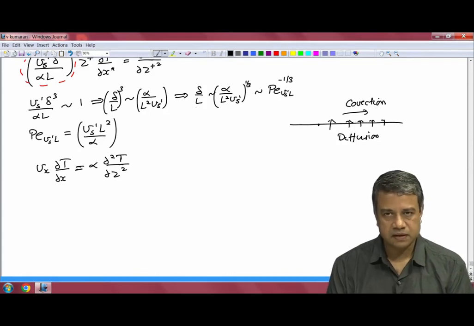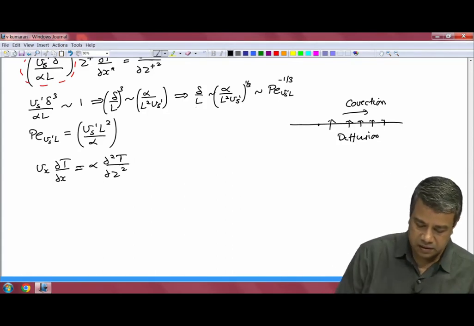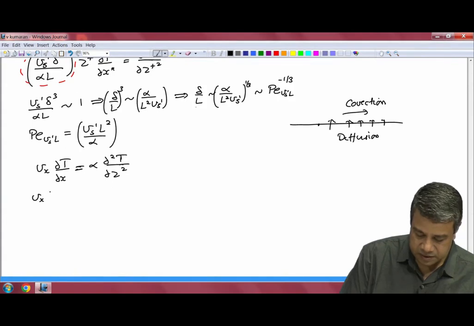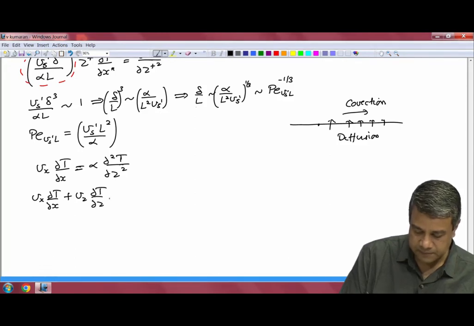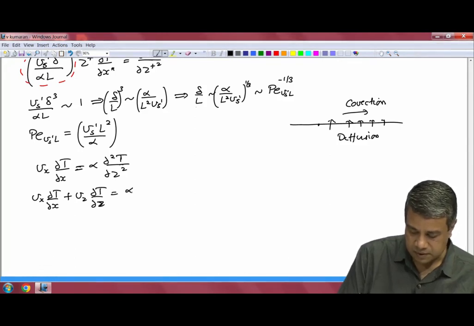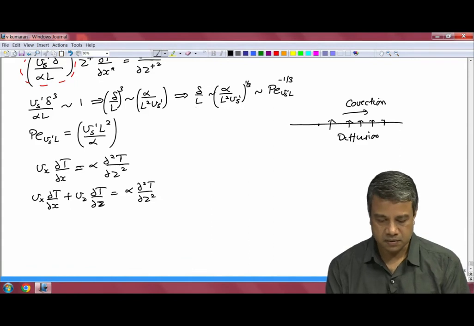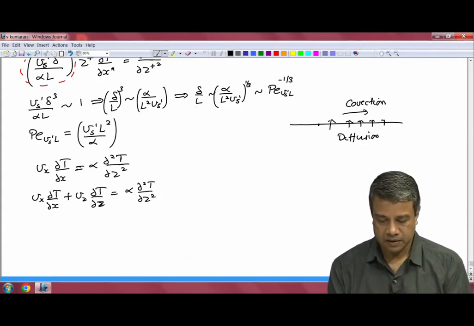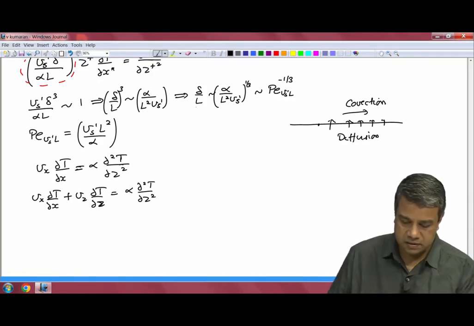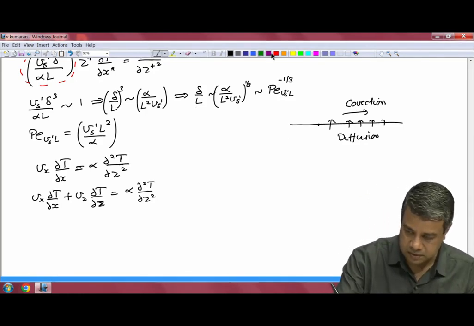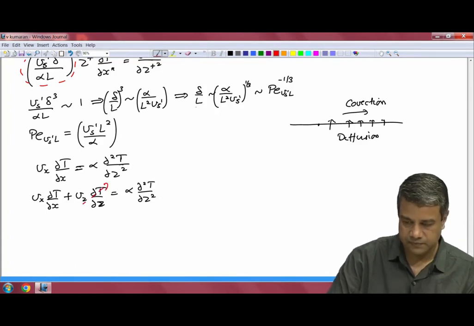This is for a unidirectional flow. In general, the equation would be V x partial T by partial x plus V z partial T by partial z is equal to alpha times partial square T by partial z square. We will come back and examine the conditions under which this equation is valid. For the particular case that we are considering, there is no velocity in the z direction. So, this term just becomes equal to 0.